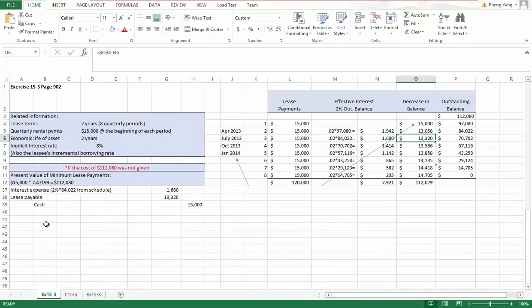Okay. Let's go ahead and do October 1st, 2013. Once again, I'm going to debit interest expense, and I'm going to take 2% now times the 70,702. And by now, you should know where I'm getting these numbers from.